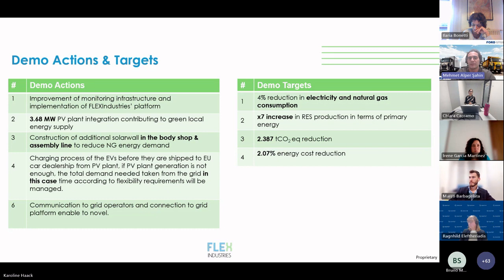And our target is a 4% reduction in natural gas and electricity, and a 7 times increase in renewable energy sources in terms of primary energy, about 2.4 tons of carbon dioxide reduction, and also about 2% energy cost reduction.